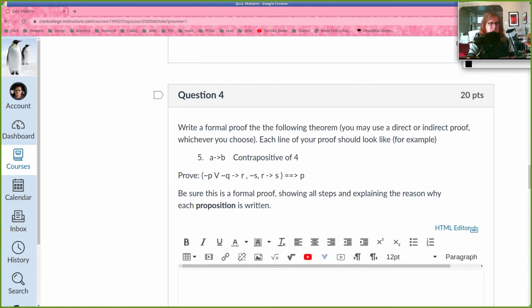All right, and then question 4. This was our formal proof question. And let me write this down and then switch to my camera.